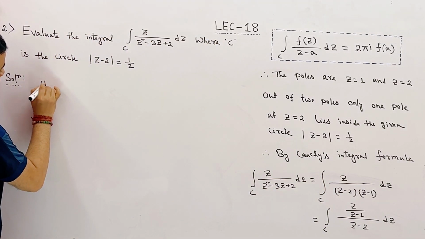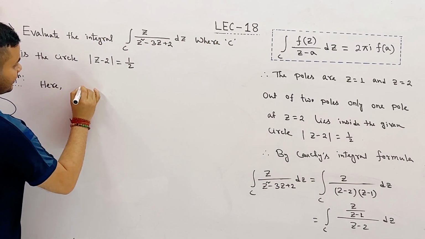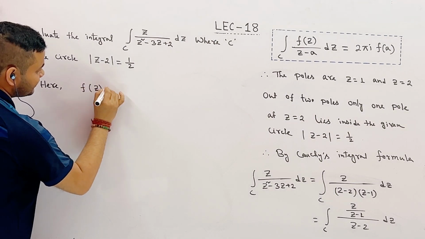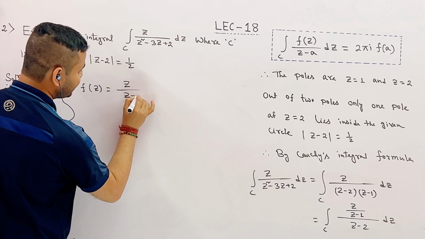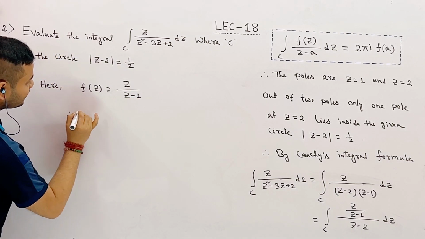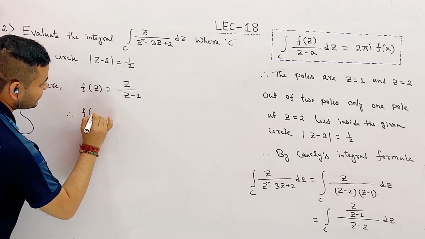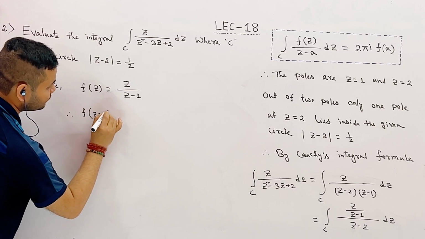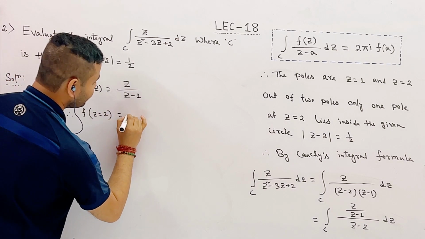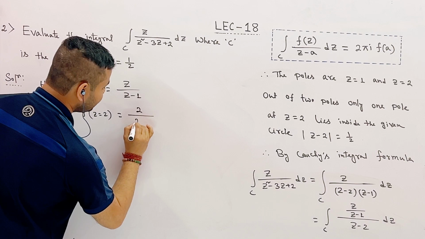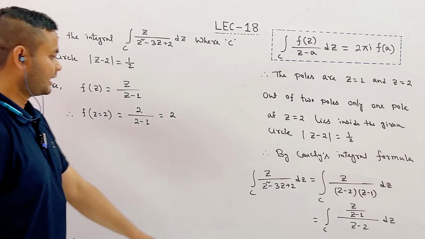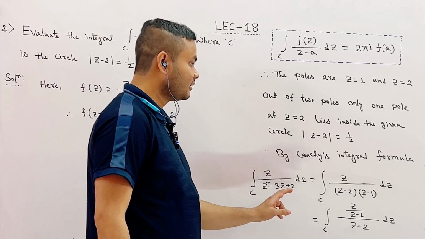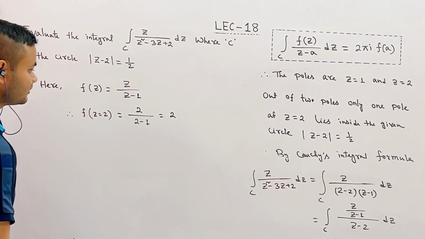So here f of z is equal to z divided by z minus 1. Therefore, the value of the function at z equal to 2 will be equal to 2 divided by 2 minus 1, which is equal to 2. Now apply Cauchy's integral formula for this integral.